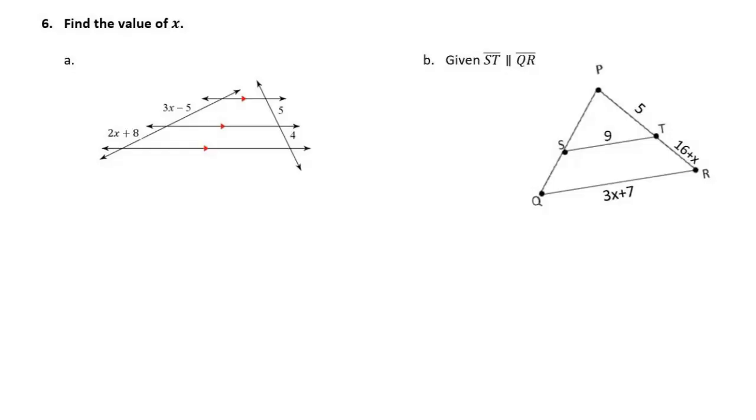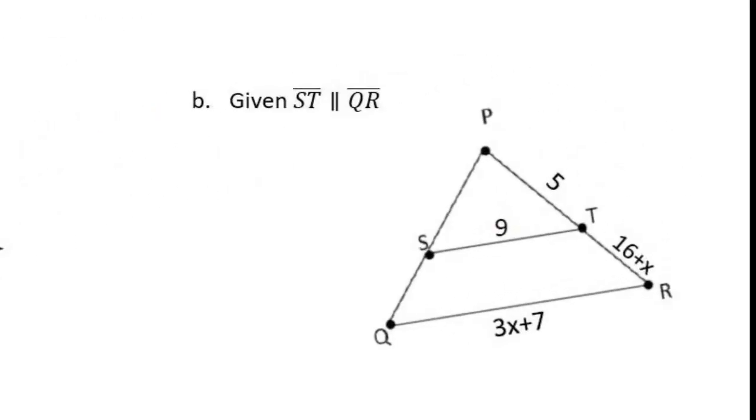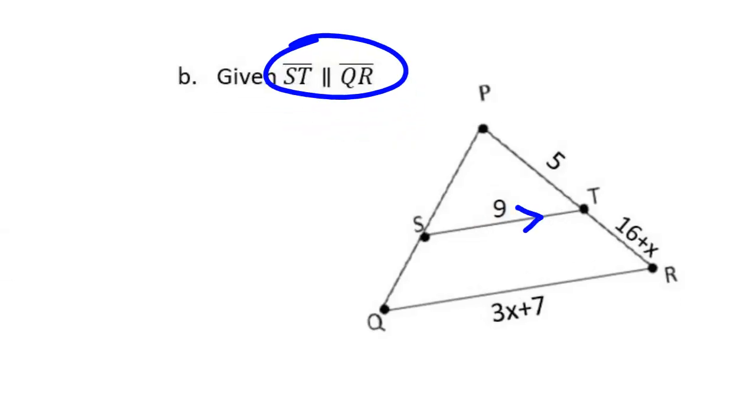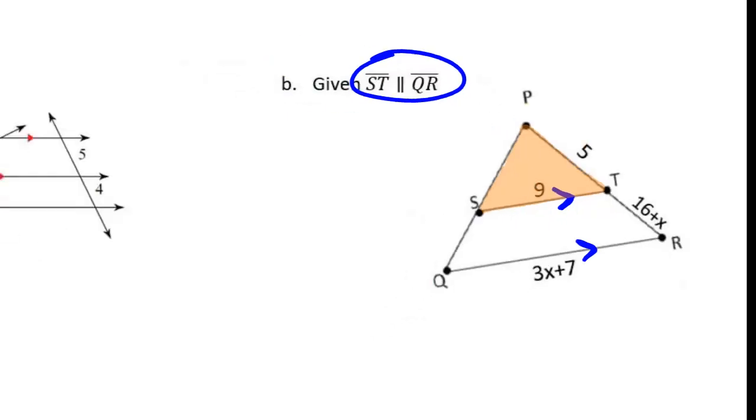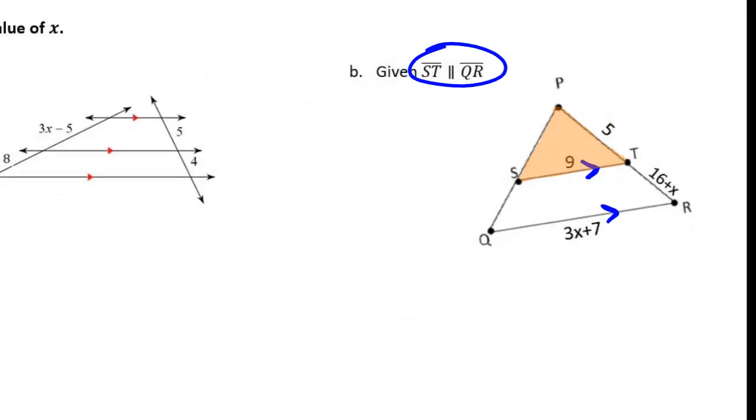We had a problem similar to this on the skills check yesterday. It says that segment ST is parallel to segment QR. Here's ST, and it's parallel to QR. So that is making similar triangles. I have two triangles in the image. There's this one up on top that's little, triangle PST, and then there's the larger triangle, triangle PQR.